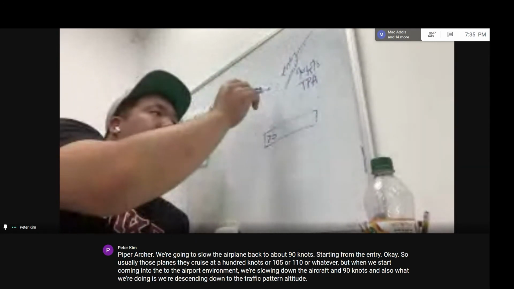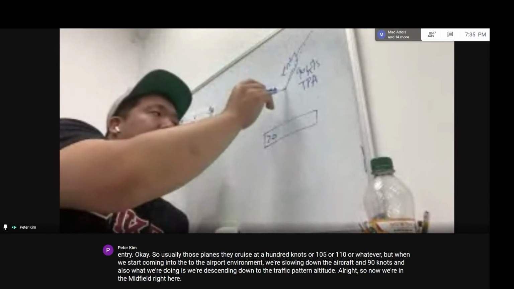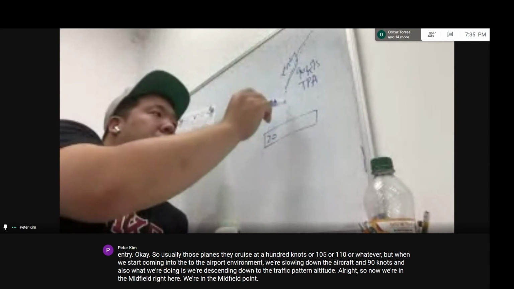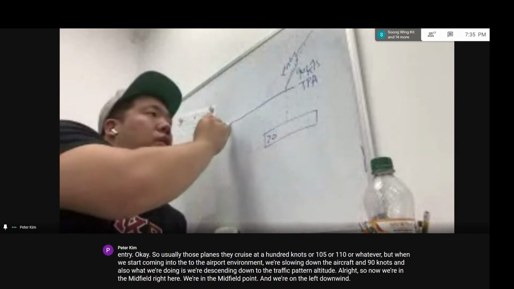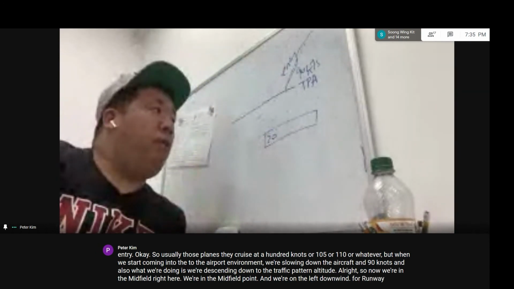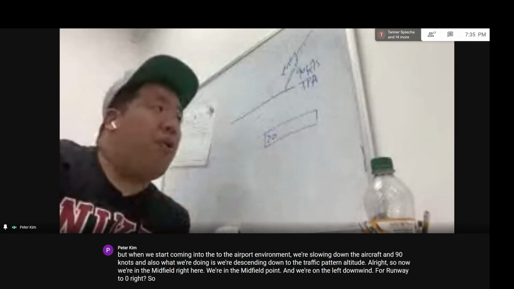All right. So now we're in the midfield right here. We're on the midfield point, and we're on the left downwind for runway 20, right?